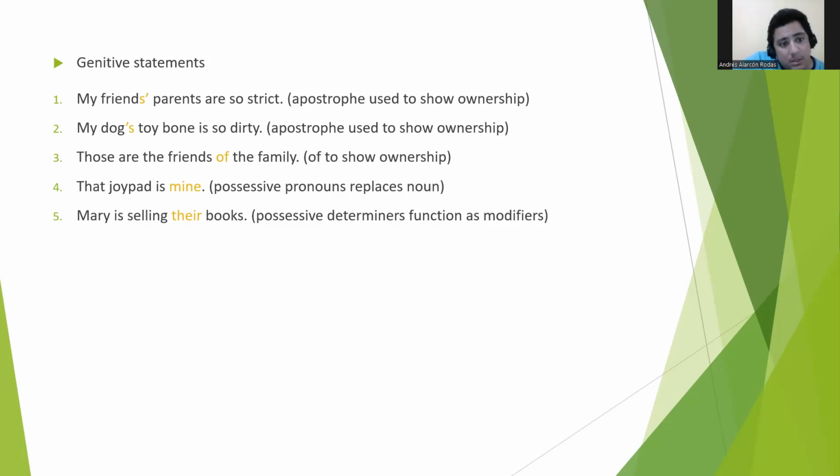In this case, example number 4 and 5, that joypad is mine. This is a possessive pronoun replacing a noun. We are using the possessive pronoun, they are replacing the noun, and I refer to the joypad for this reason. And in number 5, Mary is selling their books. The possessive determiner functions as a modifier.